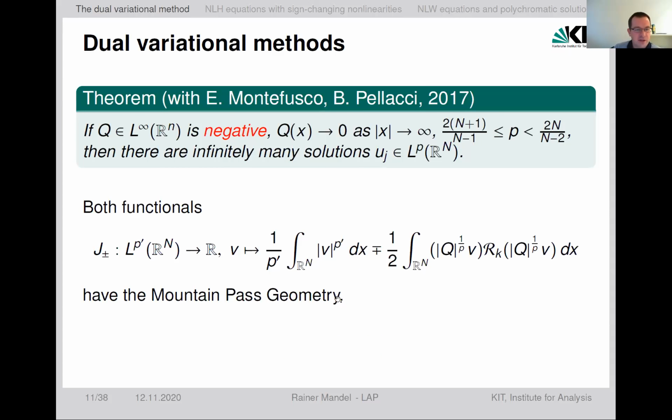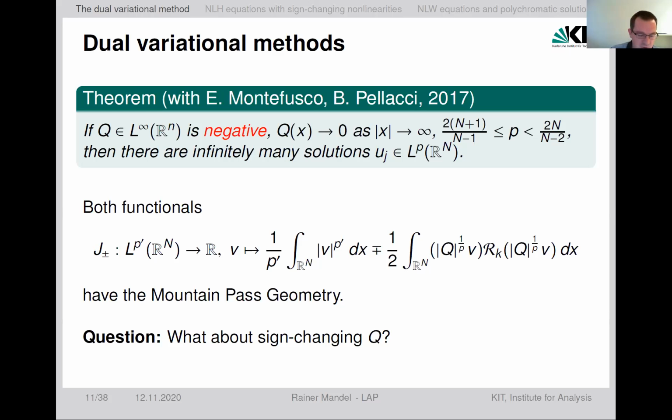Let me also mention a theorem with Montefusco and Benedetta Pellacci, who is online. We generalized this in the sense that we could also apply this to negative potentials. So we have basically the same result as for positive potentials, but also for negative potentials, because both functionals here have this mountain pass geometry. And so the question is, what are the common features? Can we do also the case in between? Can we do this for sign changing Q?